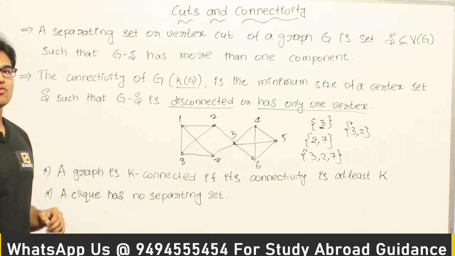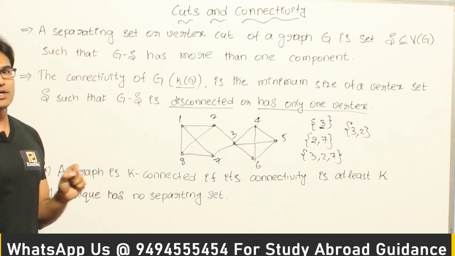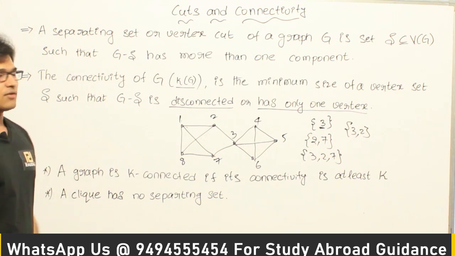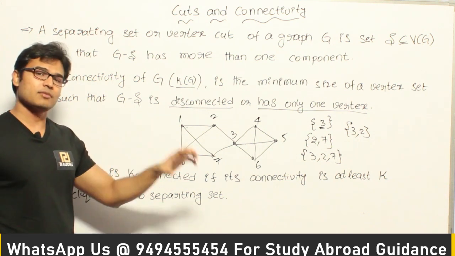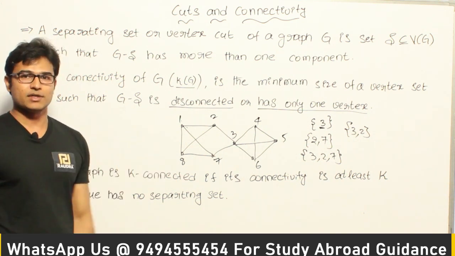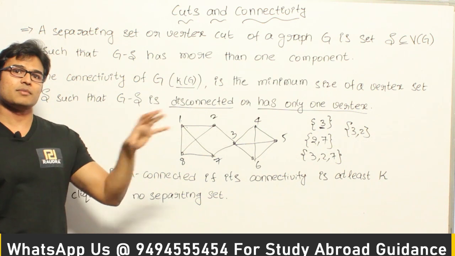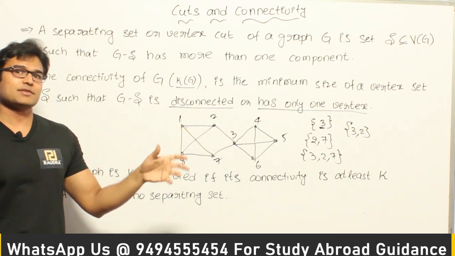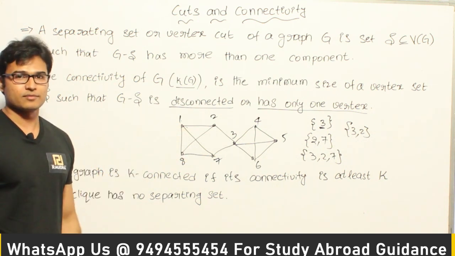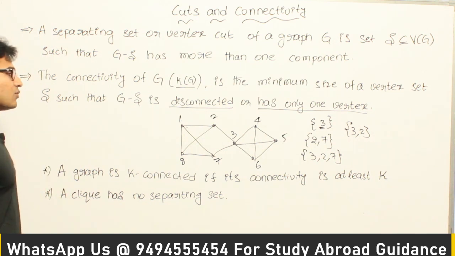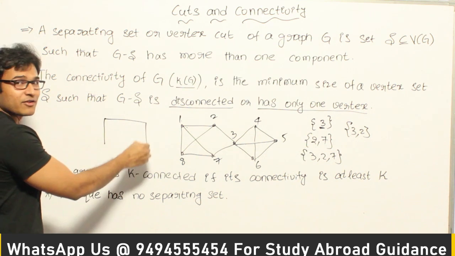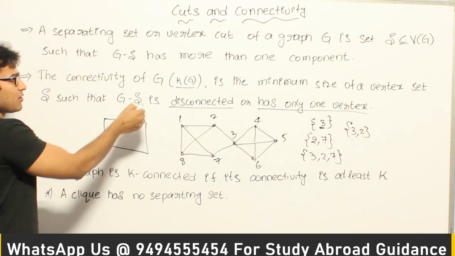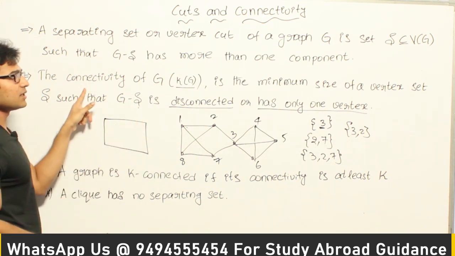Got it? Therefore the connectivity of every graph will always be less than or equal to n minus 1. Why? If you try to delete n minus 1 vertices, one vertex will remain. So you can call the n minus 1 as the connectivity of the graph. Are you getting this? What I mean to say is, let us say you have n vertices in the graph. Now according to this definition, what is the connectivity?